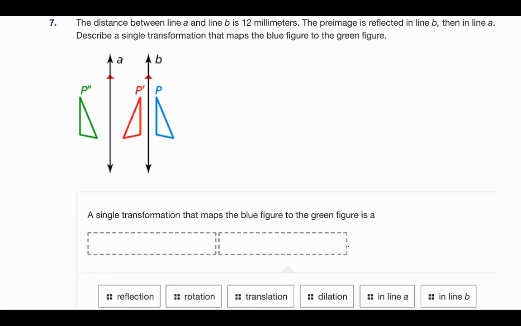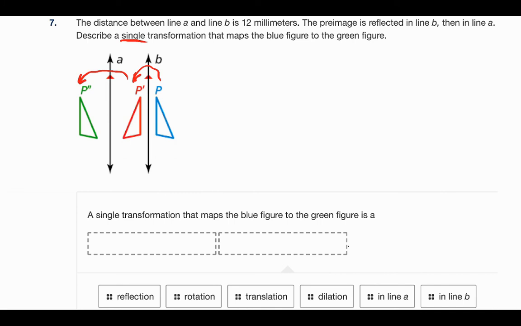All right, number 7 says the distance between line A and line B is 12 millimeters. The pre-image is reflected in line B, then in line A. Here's the key. They just told us it's reflected, so we reflected from P to P prime. And then from P prime, we reflected that to P double prime. That took two transformations, not just a single one, and they're asking us for a single transformation.